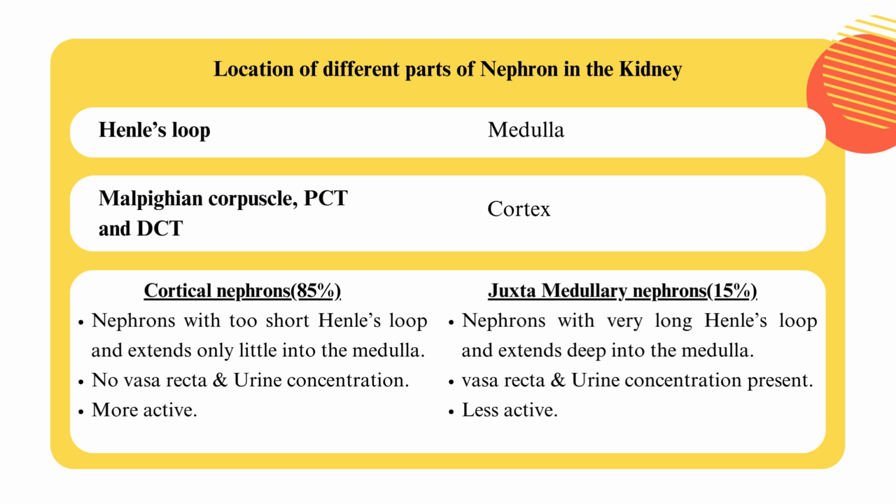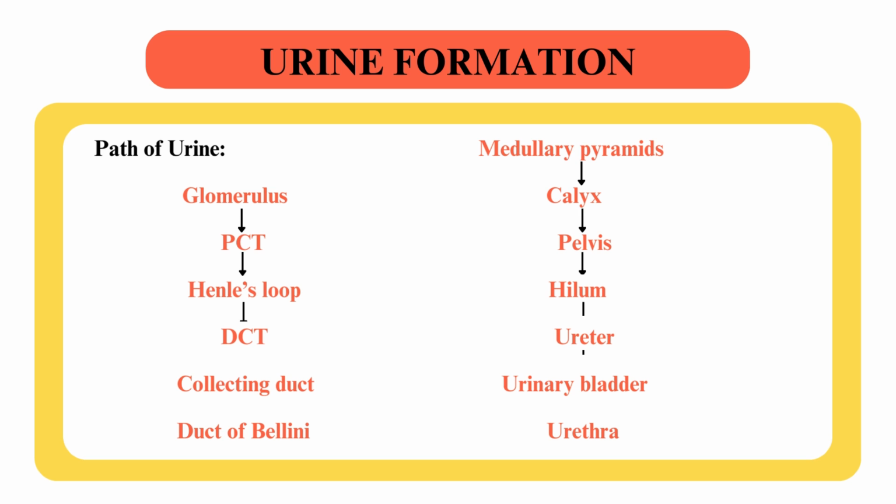Nephrons with very long Henle's loop extend deep into the medulla. Vasa recta and urine concentration are present. Less active. Now we're gonna see about urine formation. Remember the structure of nephron and kidney. Let's see the path of urine. Glomerulus, PCT, Henle's loop, DCT, collecting duct, duct of Bellini, medullary pyramids, calyx, pelvis, hilum, ureter, urinary bladder, urethra.